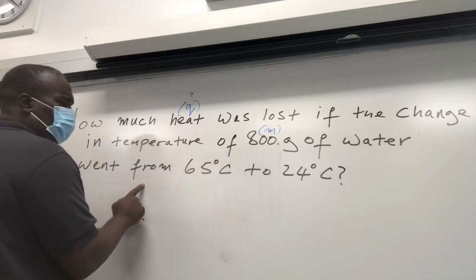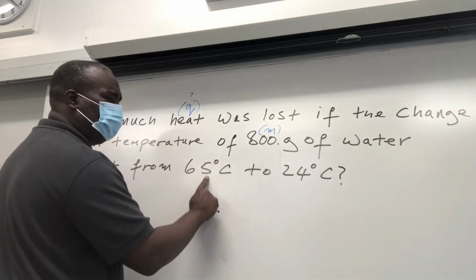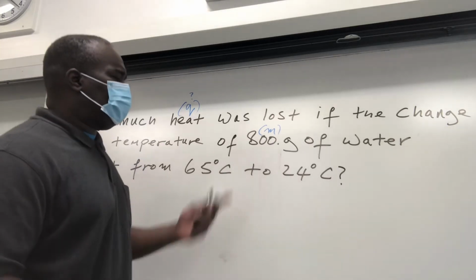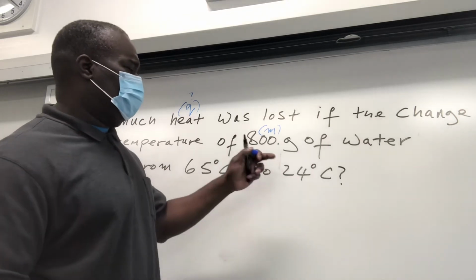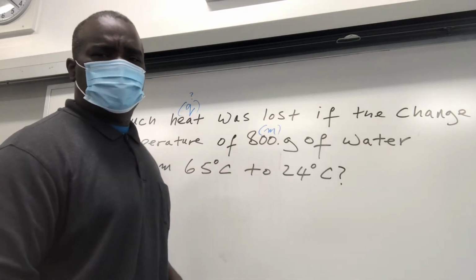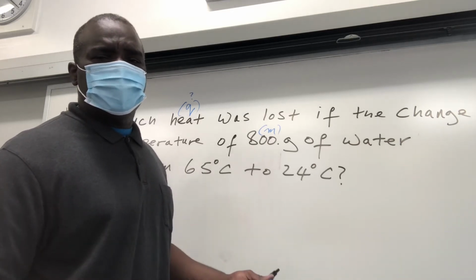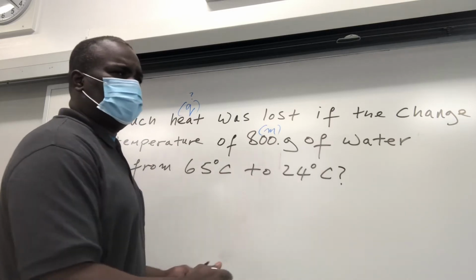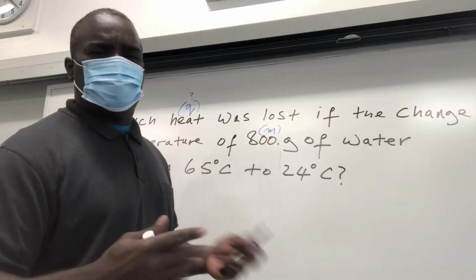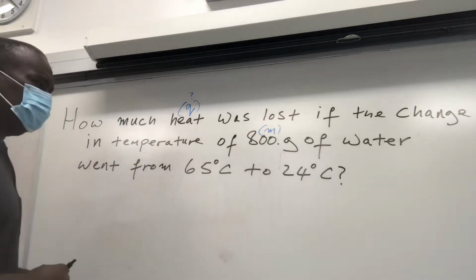Now we see that the temperature of the water, since heat was lost, is going down. It's going from 65 degrees to 24 degrees. So if you subtract the final temperature and take away the initial temperature, you should get a negative value. But since there's no such thing as negative heat, we don't really put a negative sign. The negative sign and the positive sign just indicate direction of flow, but there's no such thing as negative heat energy, so no problem.